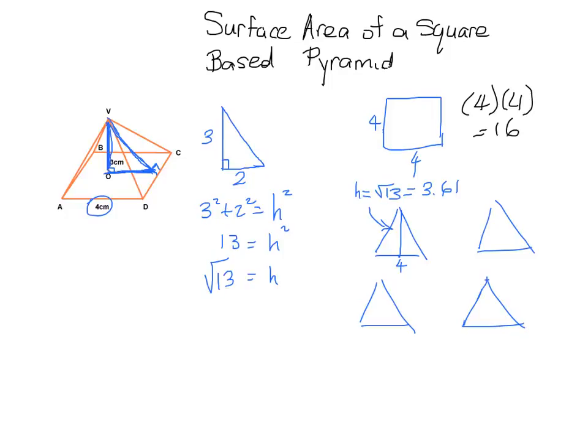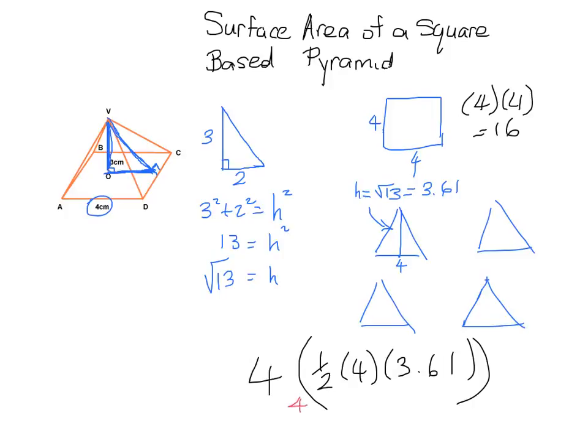The area of each triangle is half base, which is 4, times height, which we found out to be 3.61. However, there are 4 of these triangles. So we could say this plus itself, plus itself, plus itself, 4 times. Or we could just take whatever we get here, and since there are 4 of them, we can multiply by 4. So that calculates the 4 triangles.